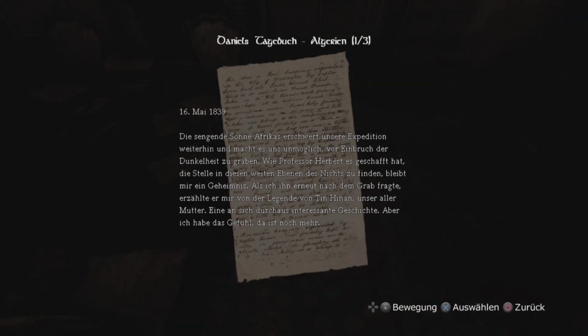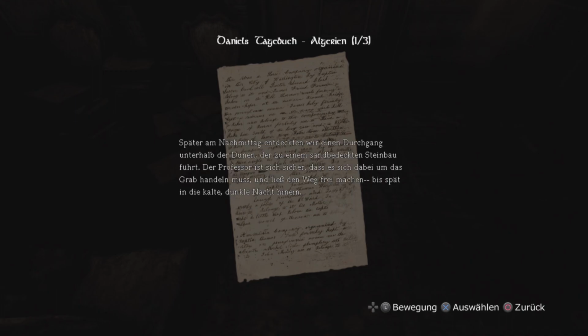16th of May, 1839. The unflinching African sun has continued to plague our expedition, making it impossible to dig until dusk. How Professor Herbert managed to find the location in these vast plains of nothingness remains a mystery to me. When I asked him about the tomb again, he told me about the legend of Tin Hanan, the mother of us all. An interesting story in its own right, but I can't help feeling there's more.